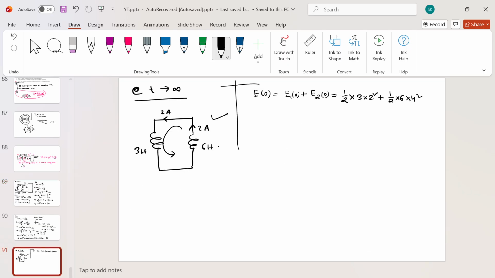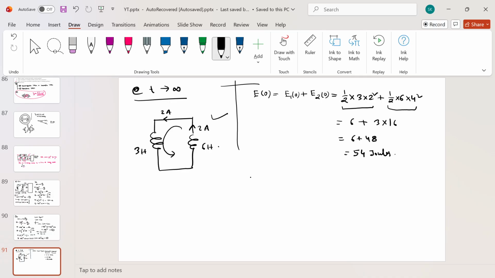So this is simply half L i square, right? So 6 plus 3 into 16, right? 6 plus 48, 54, right? 54 joules. So this is the initial energy.